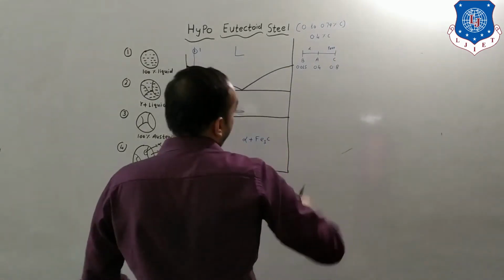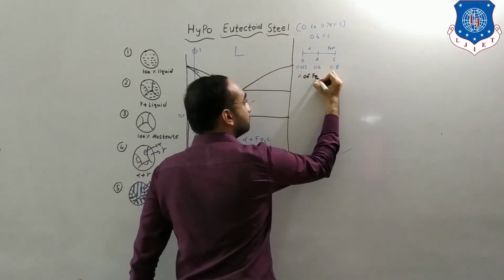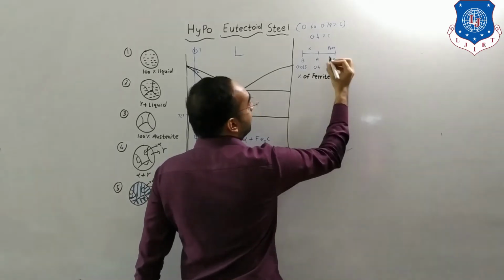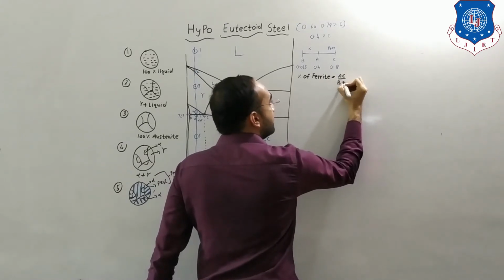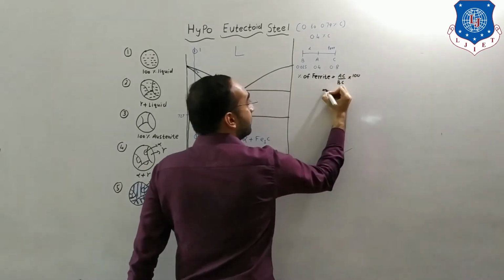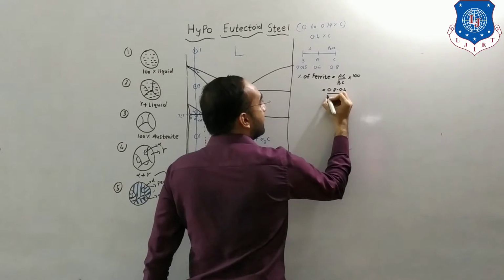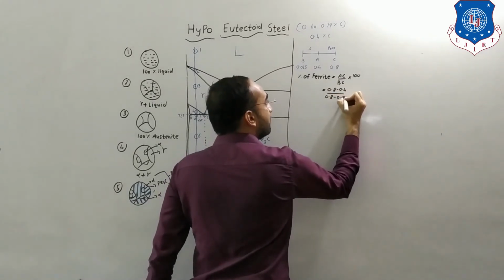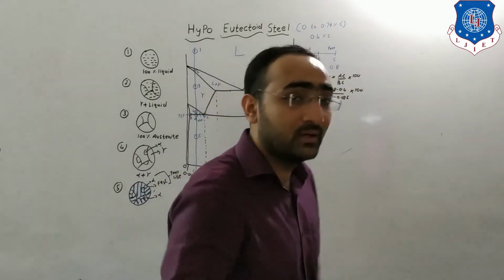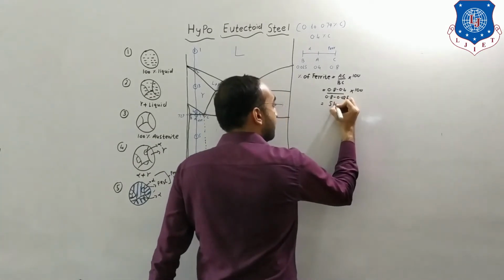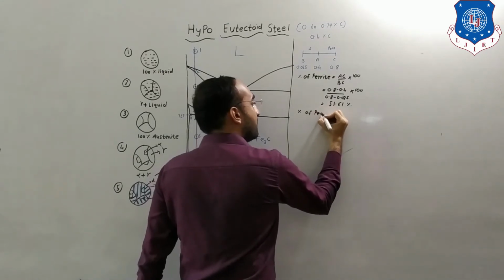Now for finding this out, once again use the lever rule. The percentage of ferrite will be equal to, ferrite is over here, so the opposite side, AC upon BC multiplied by 100. AC will be calculated as 0.8 minus 0.4 divided by 0.8 minus 0.025, multiplied by 100. So the percentage of ferrite comes to 51.61 percent.